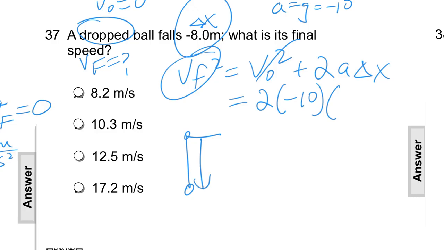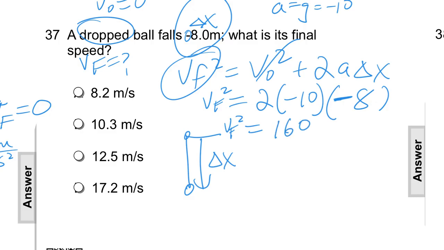from here to there. It has to be negative displacement. So they told me negative 8 meters, but I won't tell you that. You got to figure that out. So VF squared is equal to 20 times 8 is 160. Okay, so VF is equal to square root of 160.